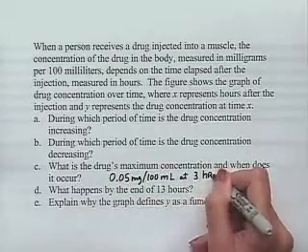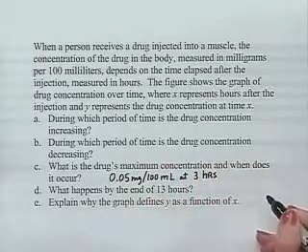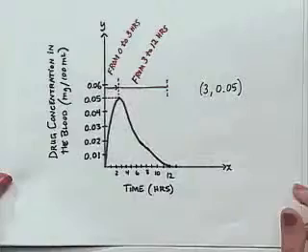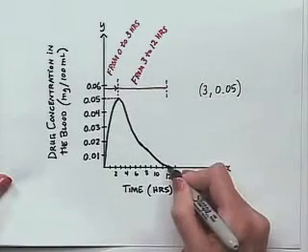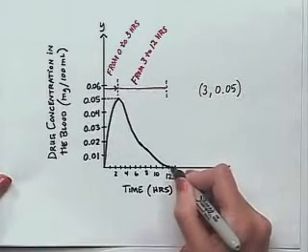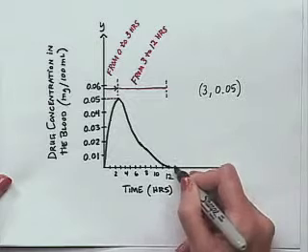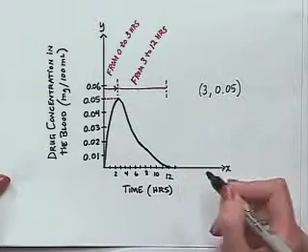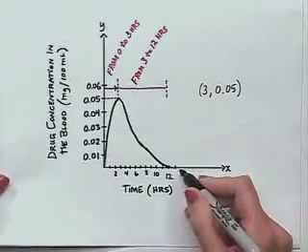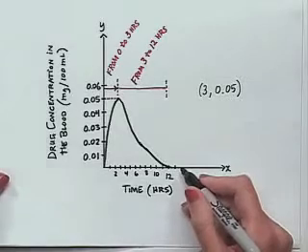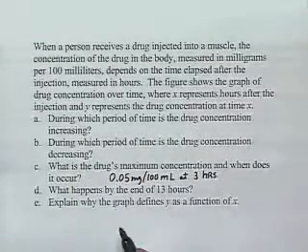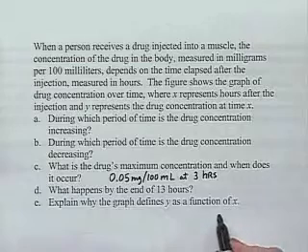What happens by the end of 13 hours? Well, we can see back on the graph that it looks like it peters out around 12, maybe we go into 13, and so we can say that by 13 hours it looks like there is no more drug in the system anymore. And now finally, explain why the graph defines y as a function of x.